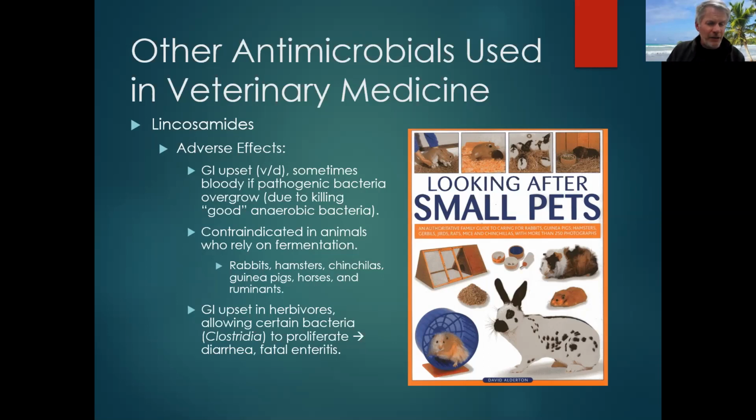The good bacteria are important in you. They're even more important in the herbivores because they're actually digesting for them. And if you kill them off, these really horrible bacteria called Clostridia can overtake everything. The Clostridia are already there. It's just that they go crazy if you kill off the competition. And so it can kill. Clindamycin could kill a hamster.